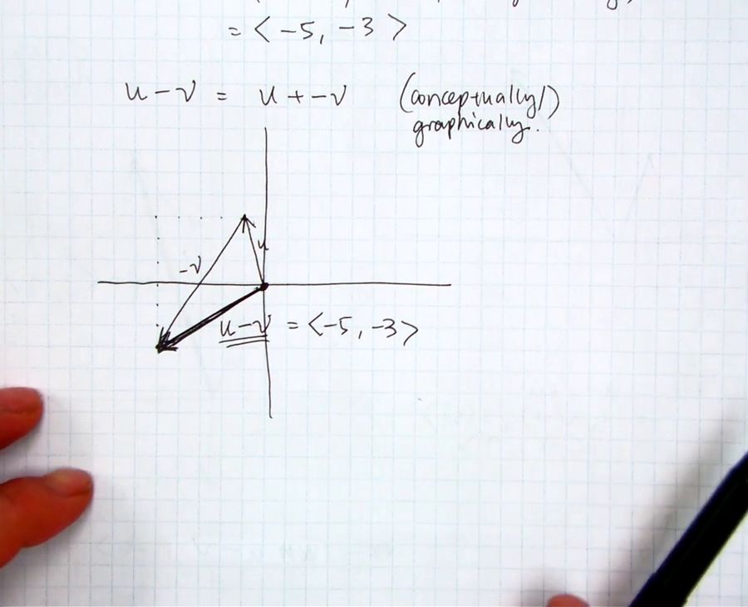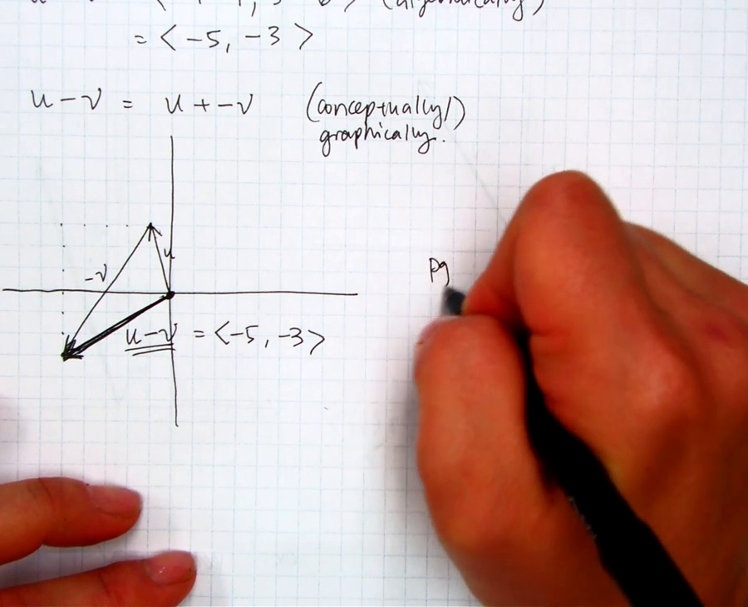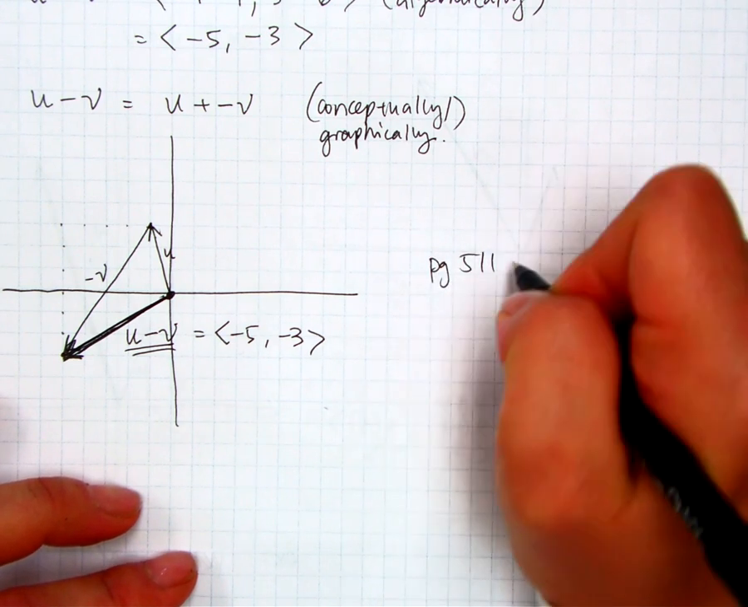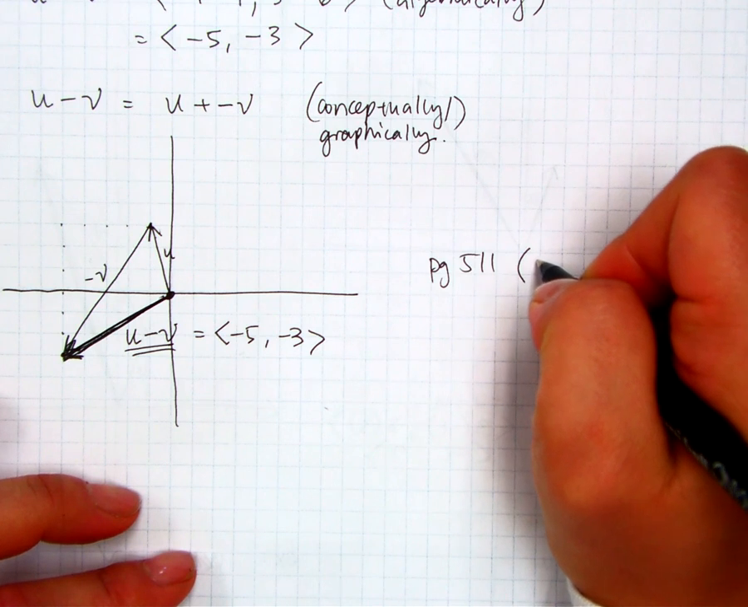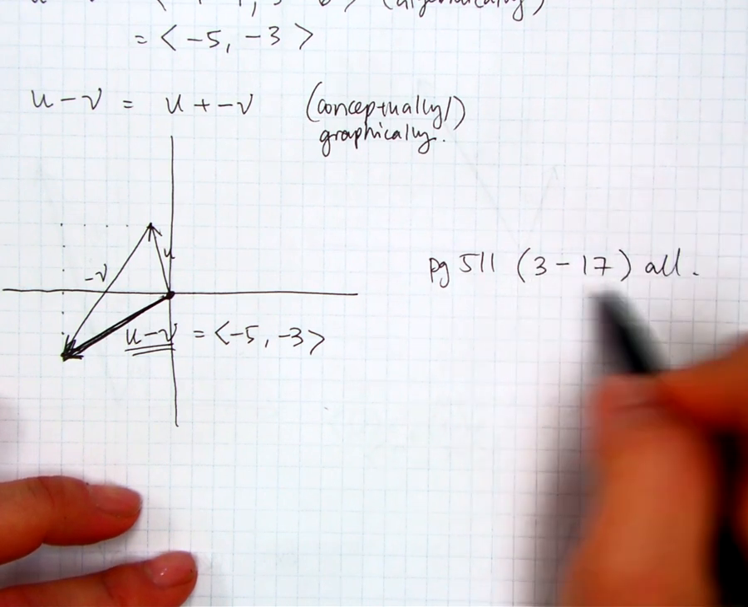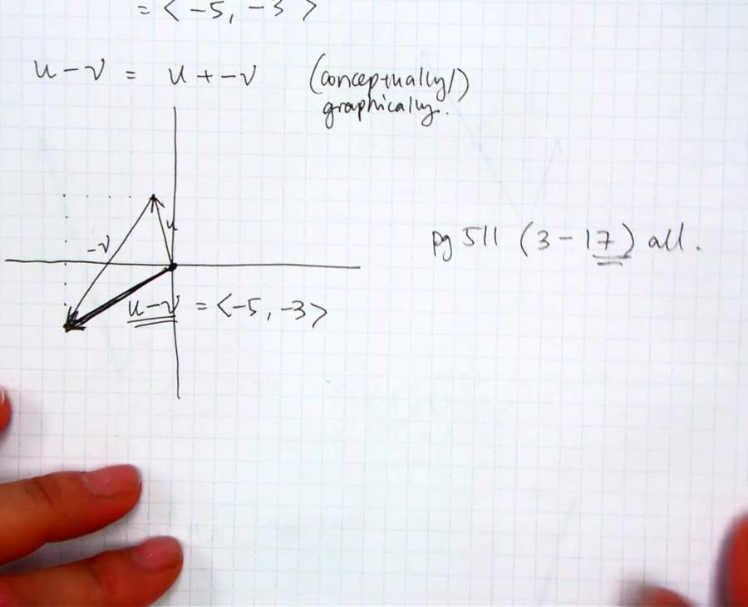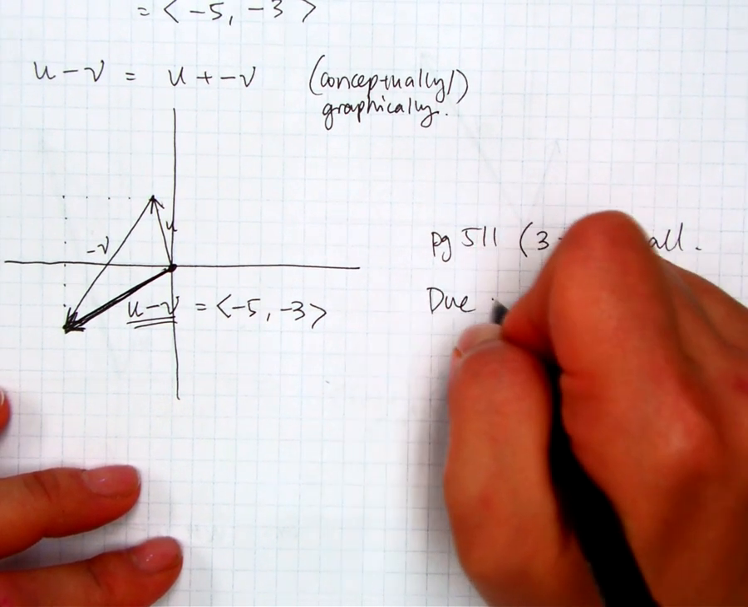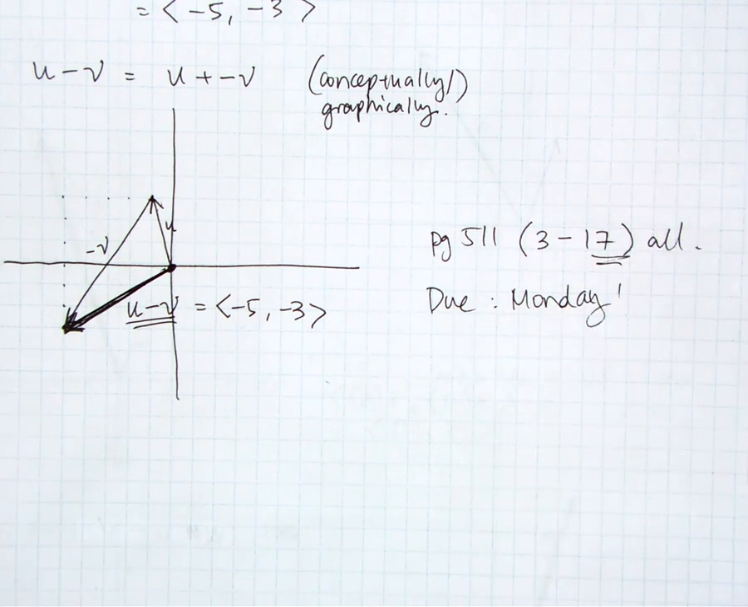Okay? And now you are ready to finish the homework assignment for tonight, which is page 511, problems 3 all the way up to 17. So instead of up to 12, you're going to finish all the way up to 17. This is all due on Monday. Okay, that's it.